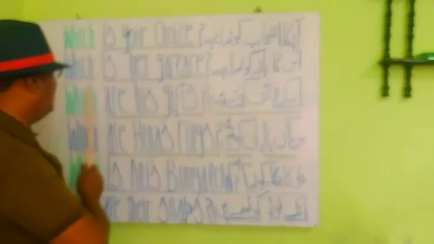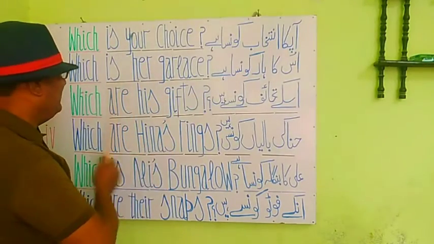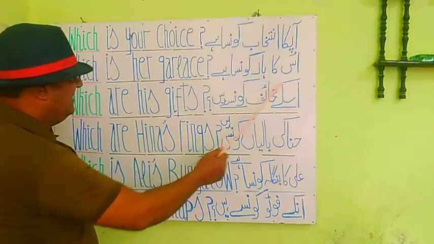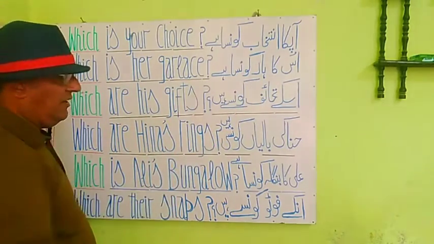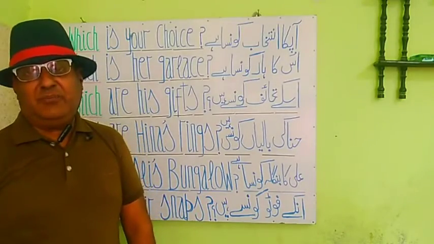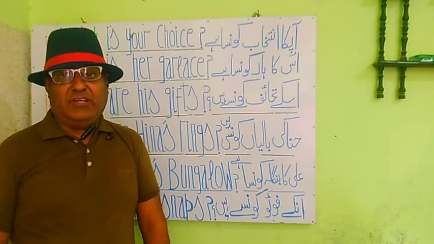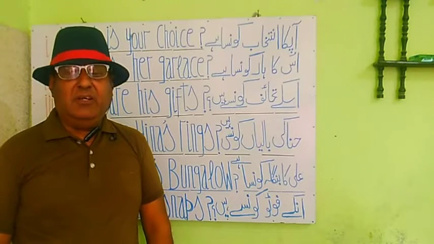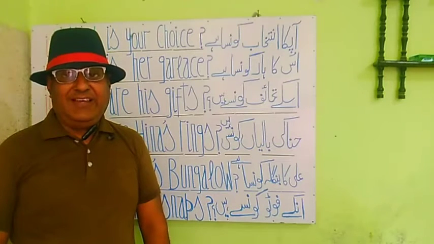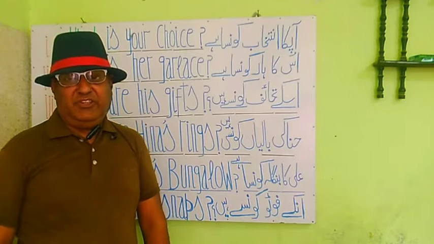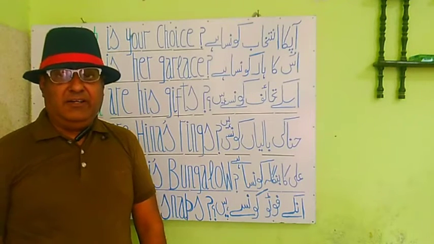Let's see the next statement. Here you see that the next one is: Which is her necklace? उसका हार कौन सा है? This is also a beautiful statement. In this statement, you see that which is used to ask a question, and necklace means garland, har.